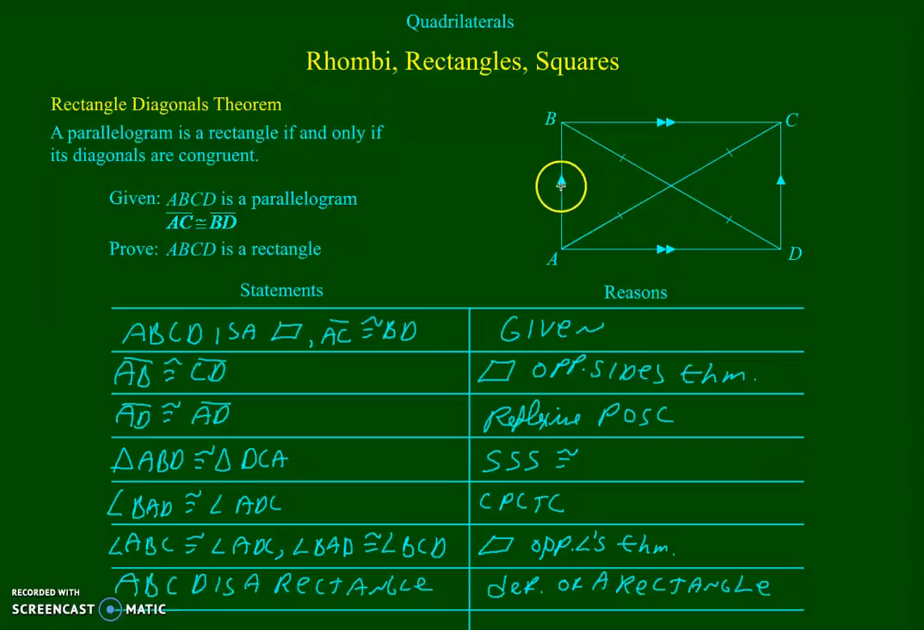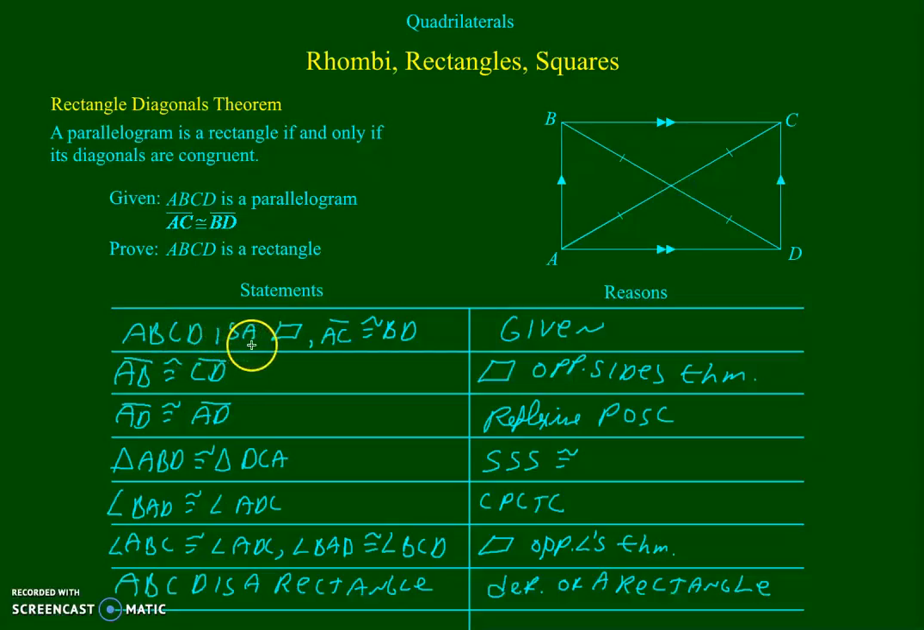Then we're going to show that this angle is congruent to this, and this is congruent to this, and because these two triangles are congruent, this angle is congruent to this angle. Therefore, all the other angles are going to be congruent, and this would then be a rectangle. So that's the outline of the proof. Let's go ahead and look at the details.